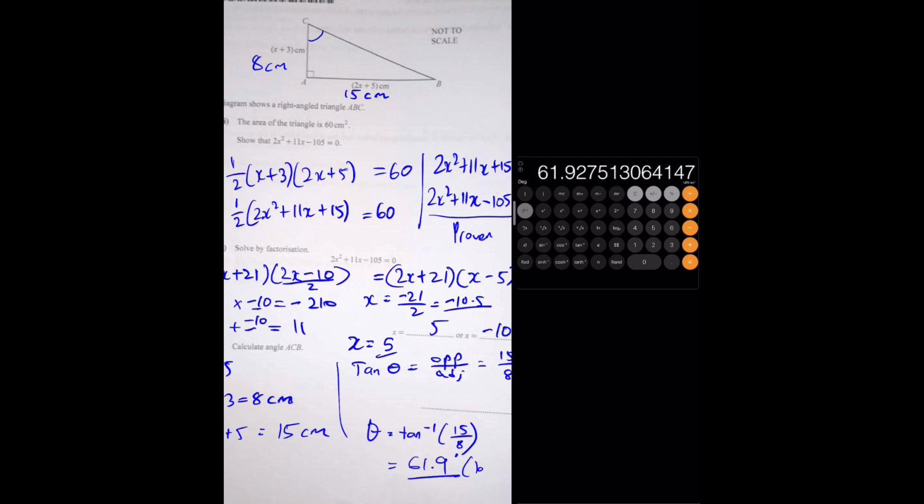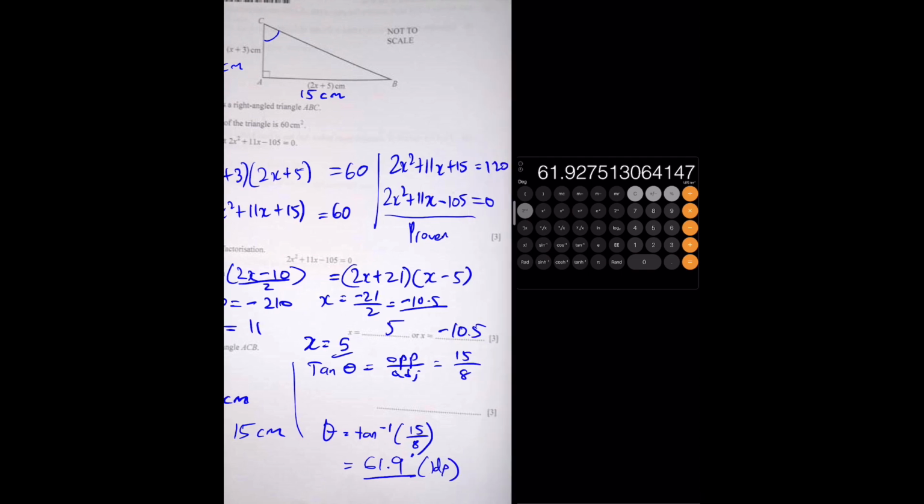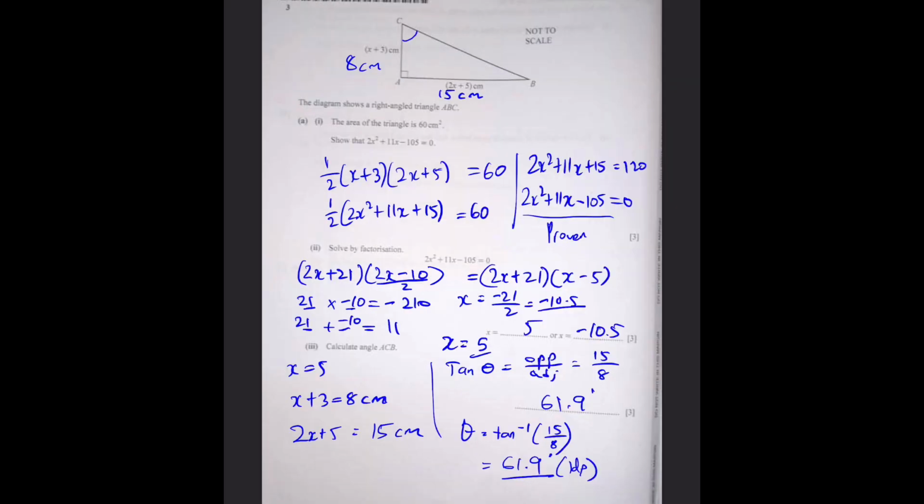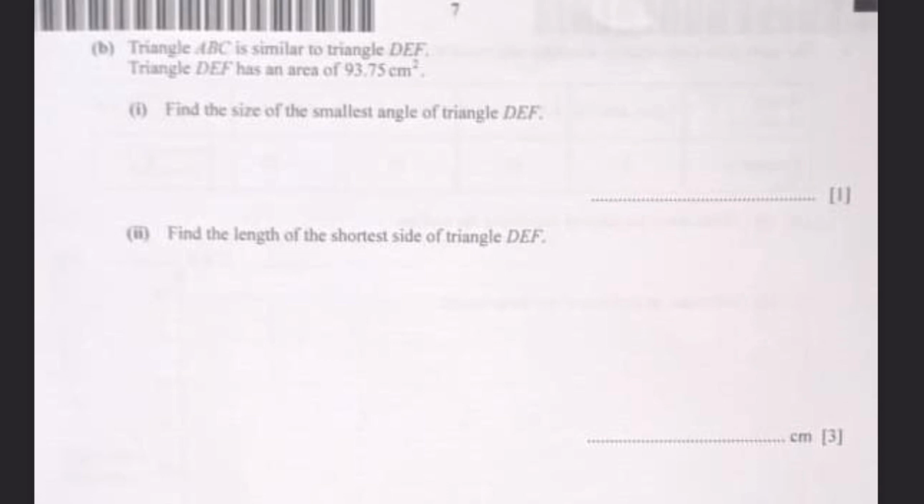By the way, this is to 1 decimal place, as all angles have to be given at 1 decimal place. That's the answer. Let's go to part B. Triangle ABC is similar to triangle DEF. Triangle DEF has an area of 93.75 centimeters squared. 1. Find the size of the smallest angle of triangle DEF.